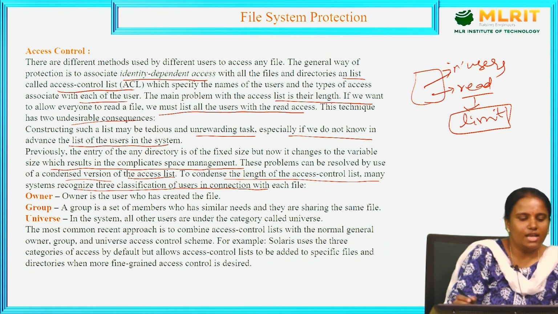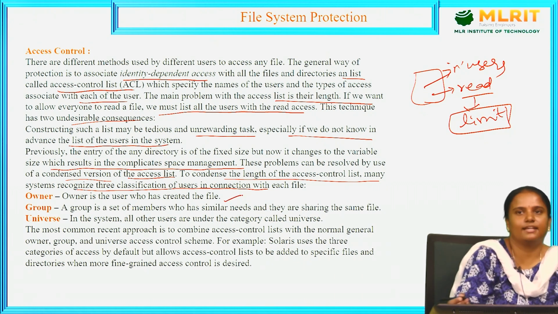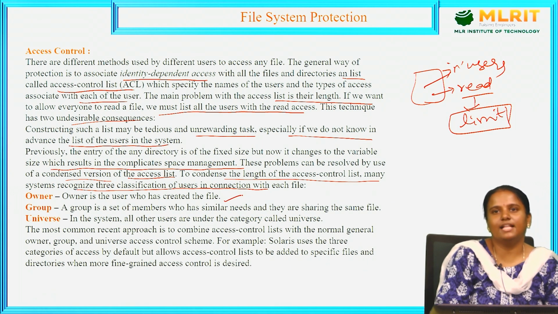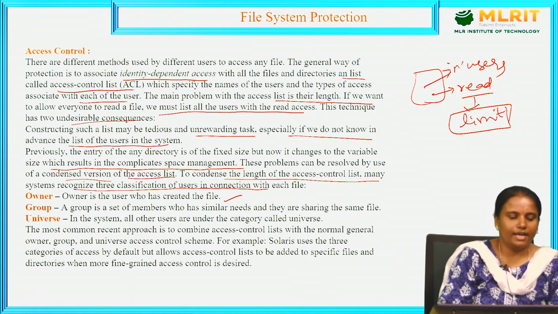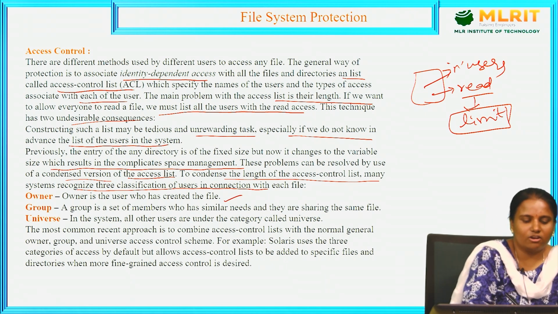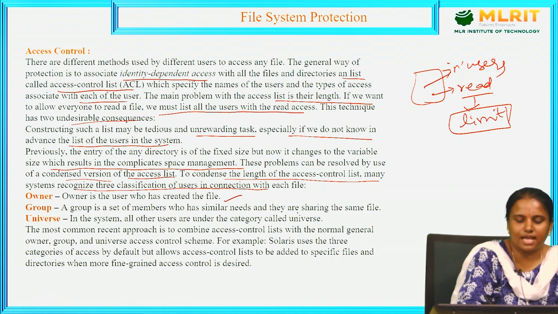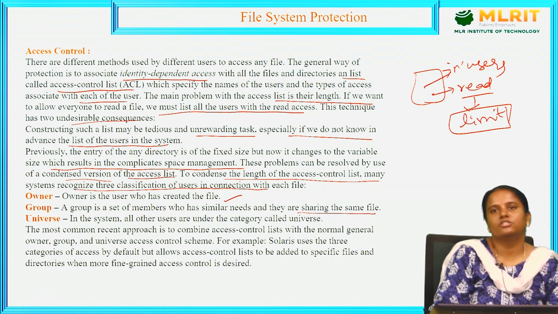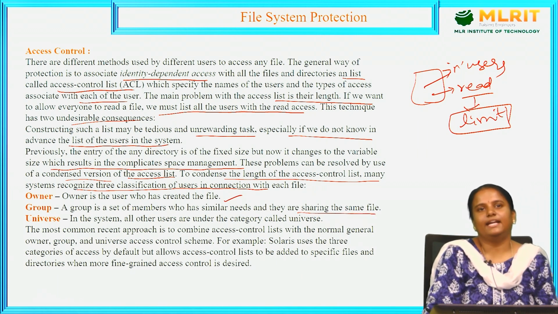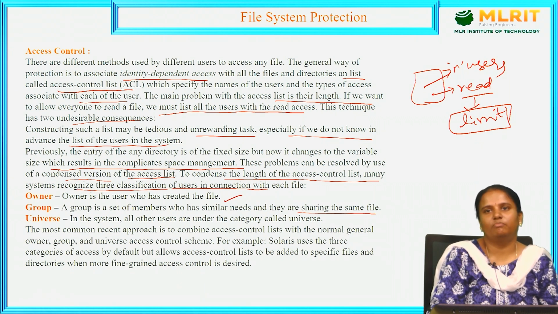Owner is the user who has created the file. Why? Because the one who creates the file gives the permission to a particular user to update or view the file. Next, group. A group is a set of members who have similar needs as they are sharing the same file. So a group is nothing but a team. A team consists of a set of users, so that users can share the files from one user to another user who is present in that group.